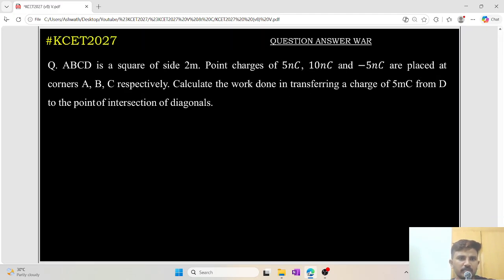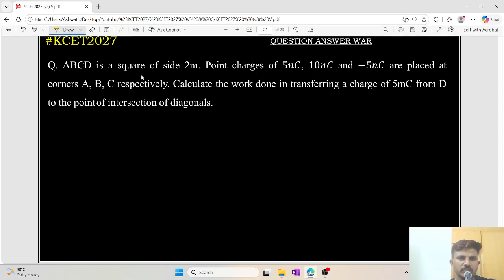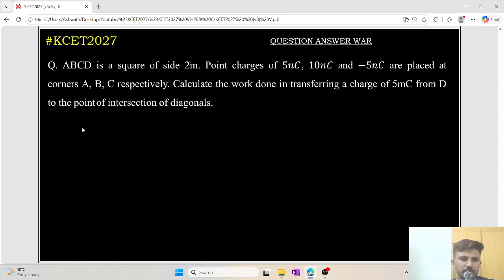Here we need to have a square. ABCD is a square of side 2 meter. Let me write a square. This is a square, and let me take the diagonal in this direction. Diagonal is given by root 2x. If side is x, that is given by 2 meters. So root 2x means 2 root 2 will be the diagonal.